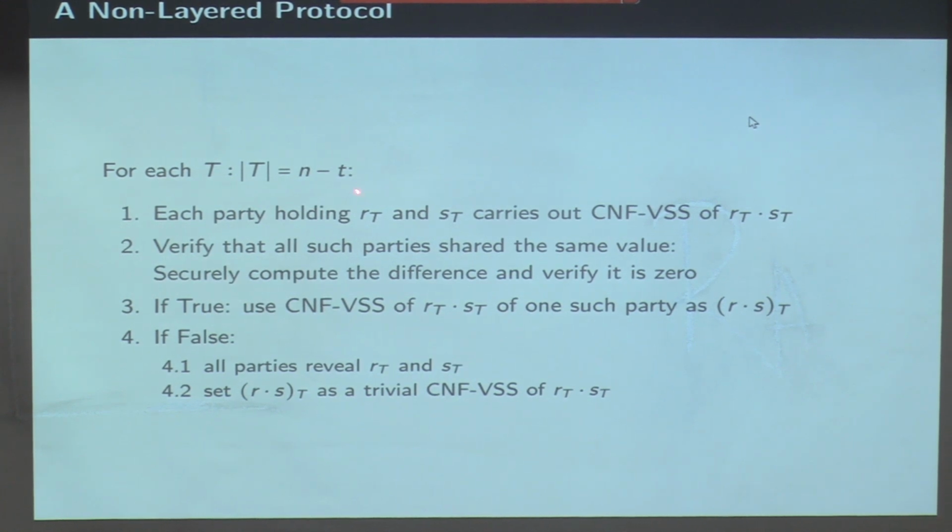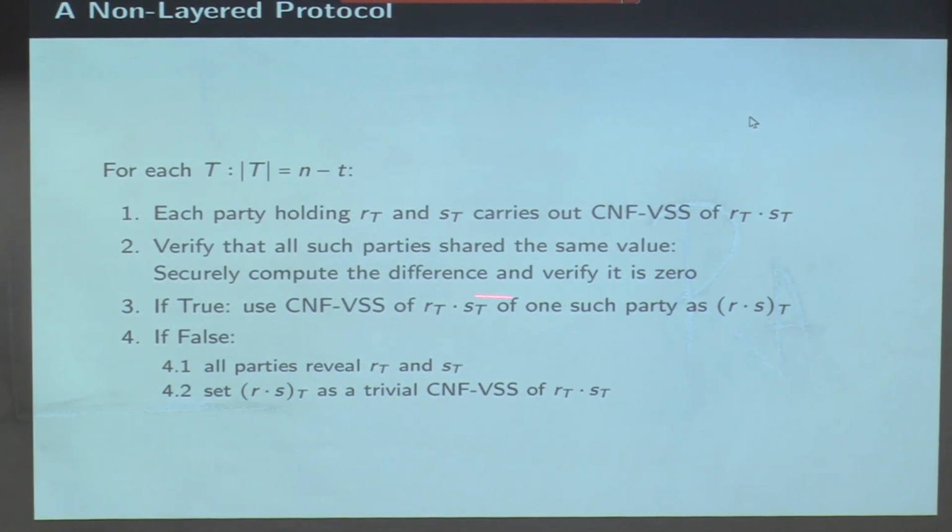In the non-layered protocol, how do you do this? For each T comma T prime, we take the set of all parties that hold R_T and S_T' simultaneously. There will be at least T plus 1 of these, right? So n minus T intersection n minus T, two n minus T sized sets, so 3T plus 1 minus 2T, like T plus 1. And we will ask every party that holds R_T and S_T' to verifiably secret share R_T times S_T'.